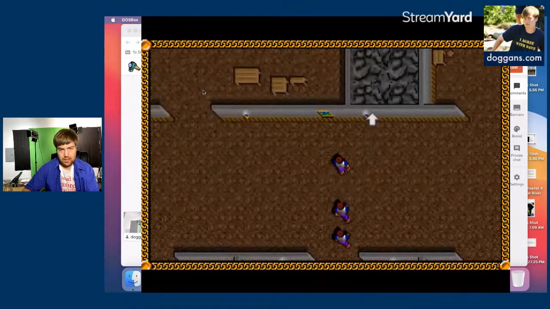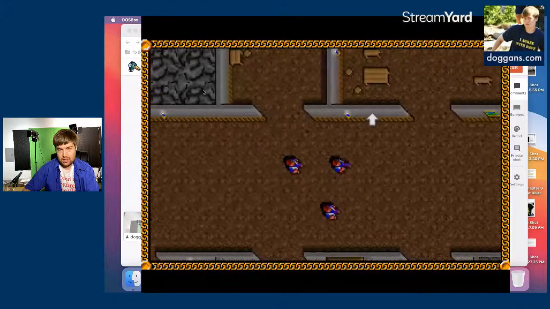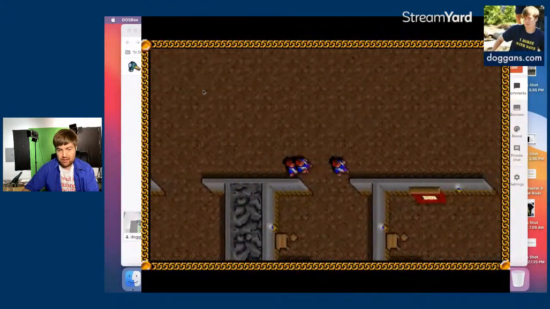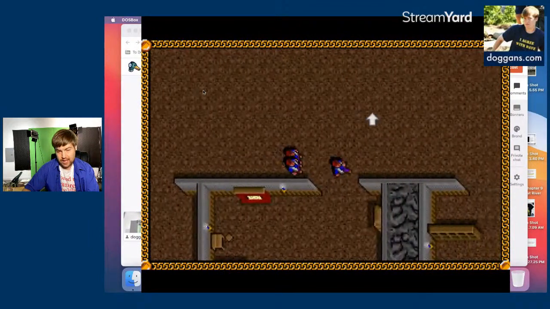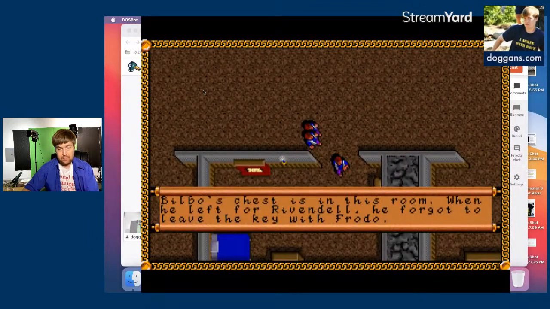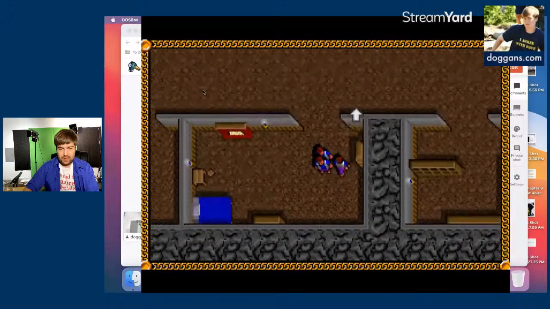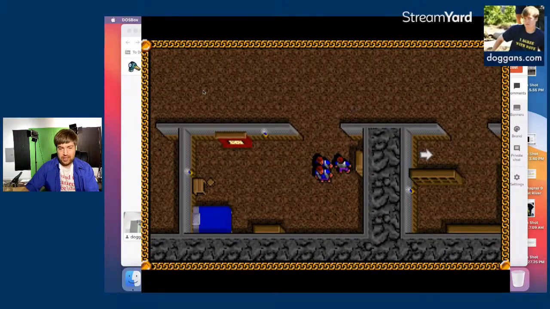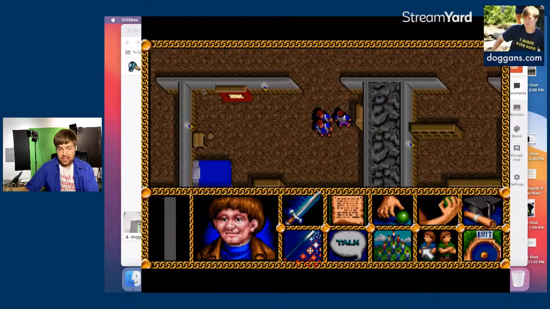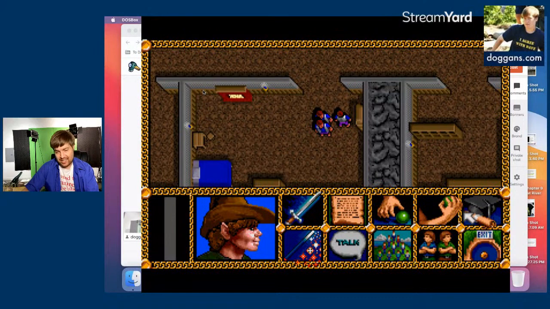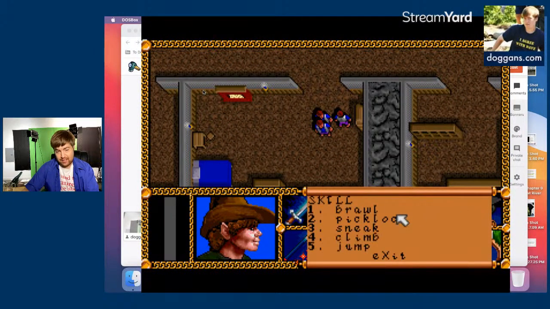Let me explore the rest of Bag End. Many rooms, no stairs. Ah, this is the chest. Bilbo's chest is in this room. When he left for Rivendell, he forgot to leave the key with Frodo. And if I recall correctly, despite there not being a key, I believe one of Pippin's skills is picking locks. Yep.